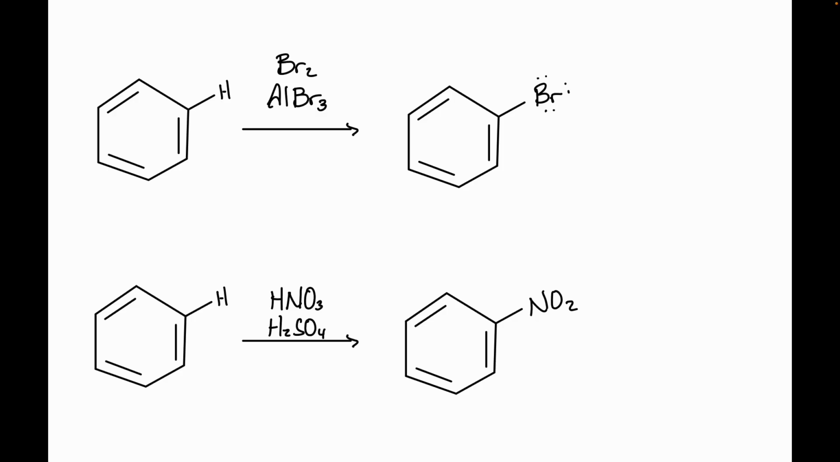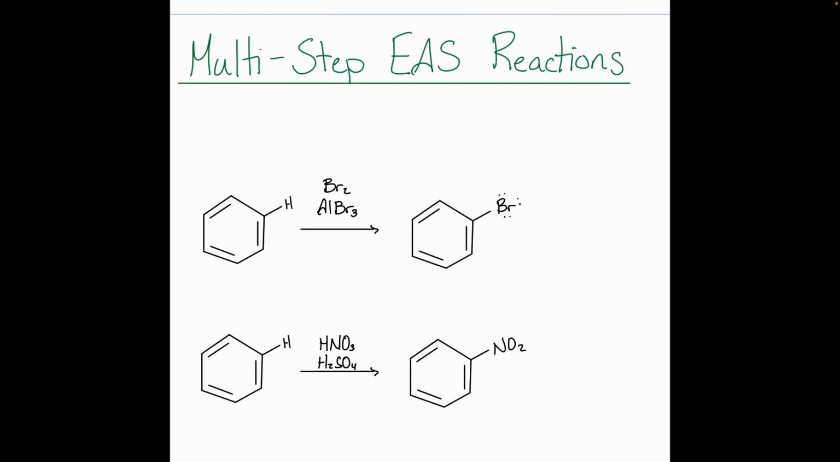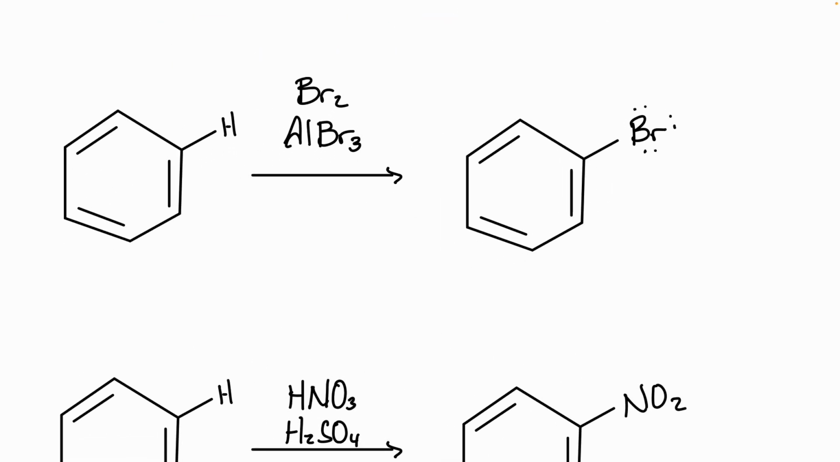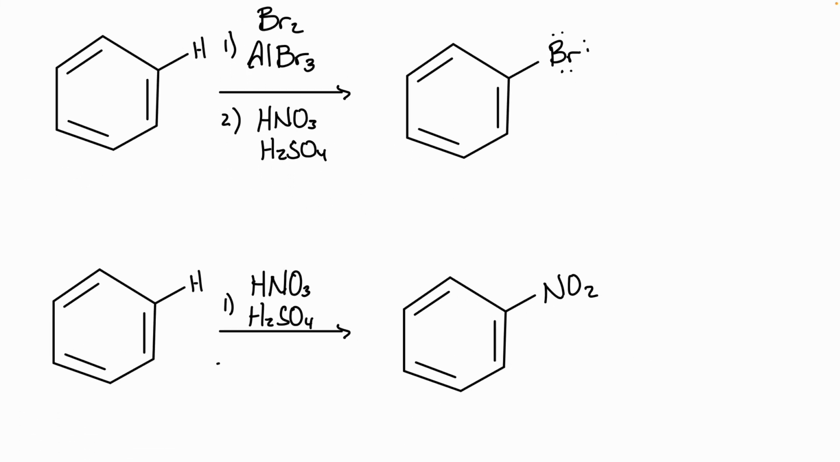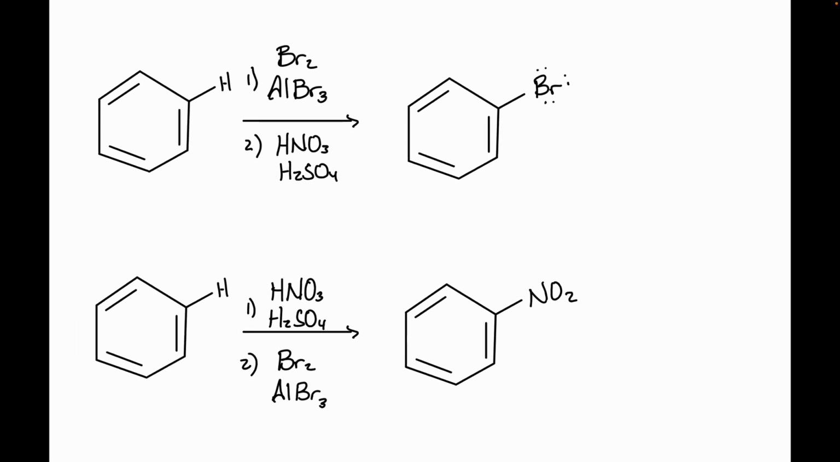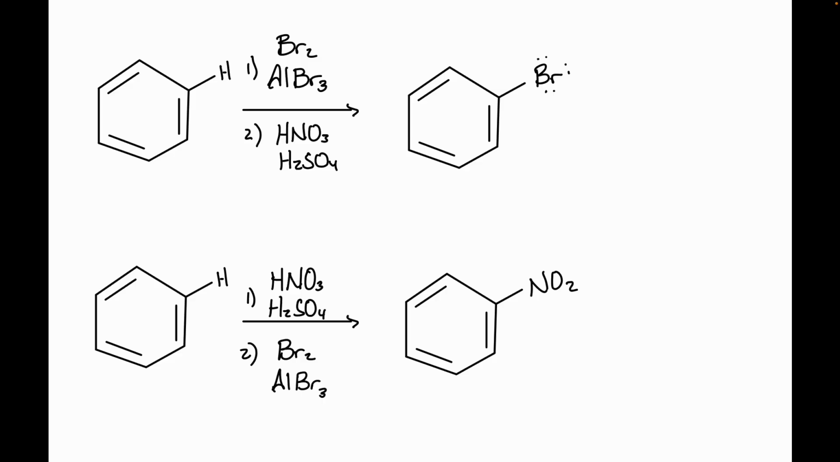Cool. All right, so this is just practicing two of those reactions, but again, our punchline for today is going to be talking about multi-step EAS reactions. So what happens if I did this bromination reaction first, and then I did my nitration reaction second? All right, or we're going to swap the order here. What if I did my nitration reaction first and my bromination reaction second? Okay? It turns out that you will get a different product depending on which reaction you perform first.